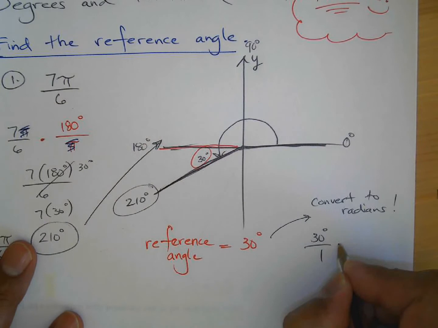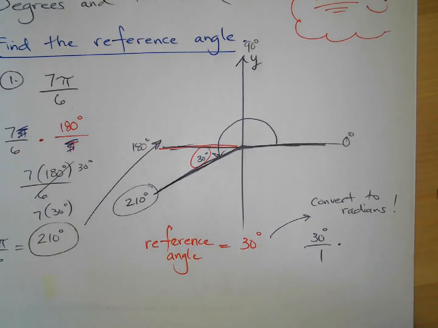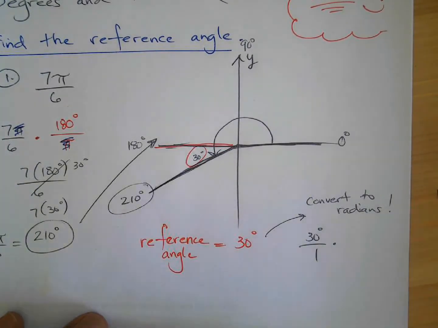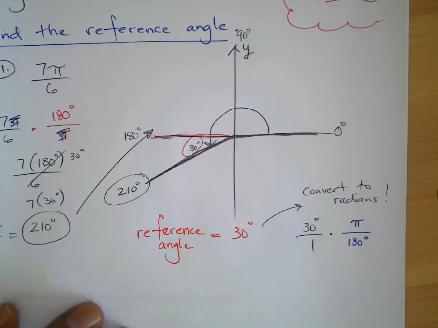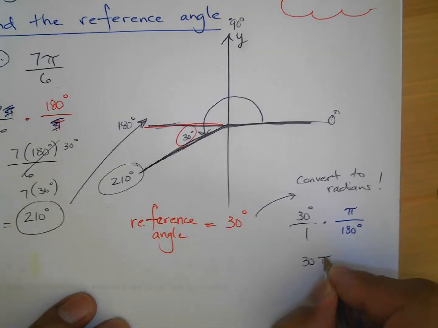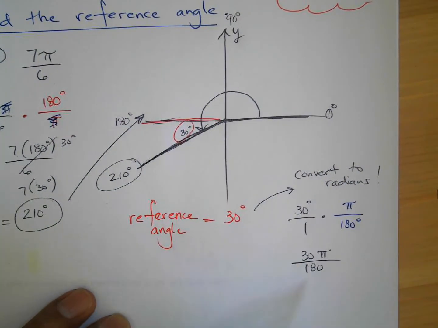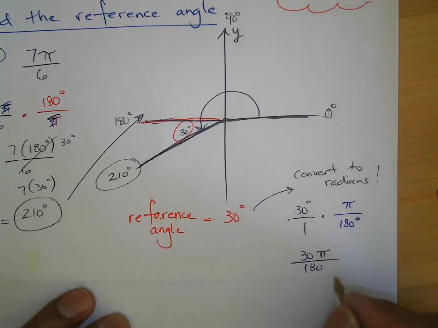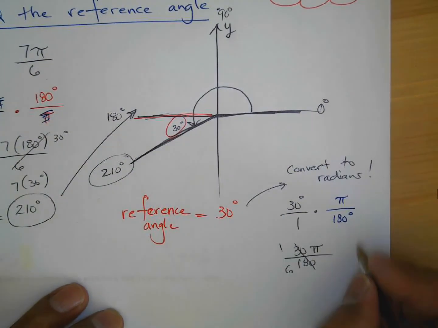Convert to radians. That would be 30 degrees over 1 times, and we're going to use the same relationship that we know, pi over 180 or 180 over pi. Well, in this case, since degrees are in the bottom, that means that the pi is here and the 180 degrees is here. We know that the degrees cancel. So you're left with 30 pi over 180. And then the 30 and the 180 reduce, that'll be 1 over 6. 30 goes into itself once and into 180 six times. So your answer is 1 pi over 6, or just pi over 6.